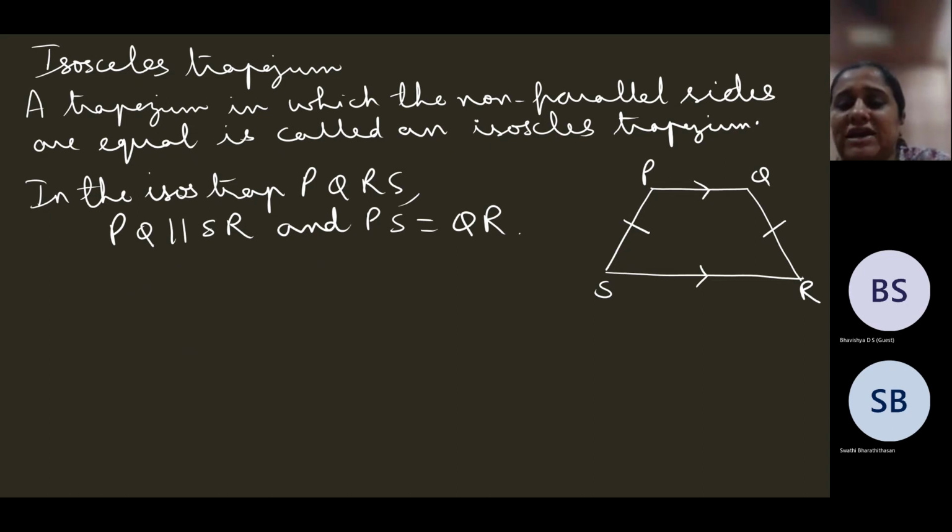So PQRS is an isosceles trapezium because it's a trapezium, as PQ is parallel to SR. One pair of opposite sides is parallel, so it's a trapezium. It's an isosceles trapezium because the non-parallel sides, PS and QR, are not parallel, and they're equal. The non-parallel sides are equal, so it's called an isosceles trapezium.